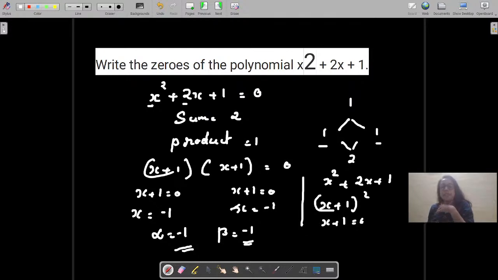x plus 1 is equal to 0, x plus 1 is equal to 0. So x is equal to minus 1 and x is equal to minus 1. Hence we will get two zeros, minus 1 and minus 1.